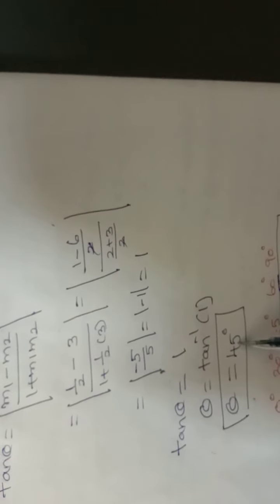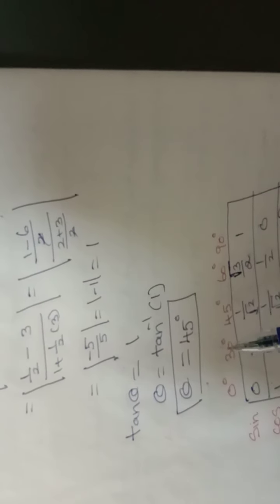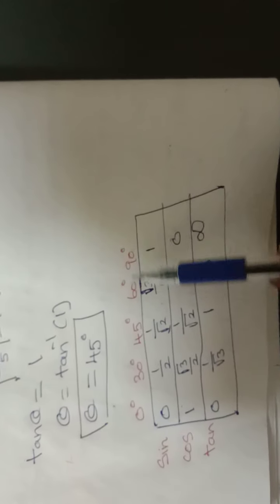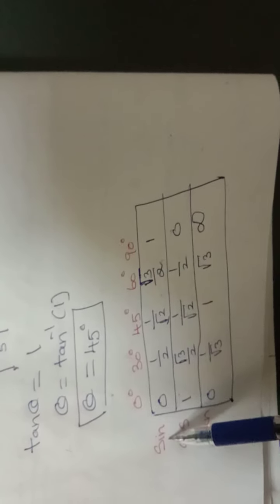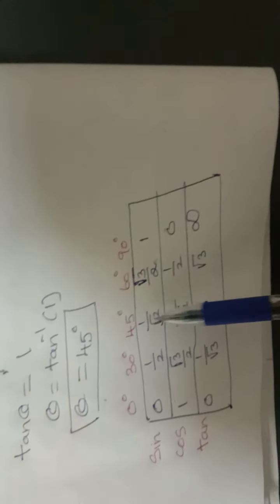How is it 45? For what value of theta is the value of tan equal to 1? For 45. How? You see the trigonometric table here. So this is 0, 30, 45, 60, 90. Sine 0, 0, 30 is 1 by 2, this is 1 by root 2, this is root 3 by 2, this is 1. Remember only the first row.